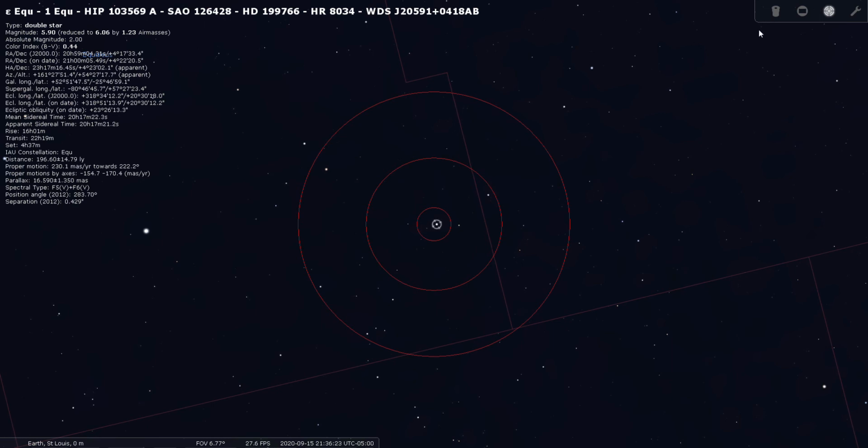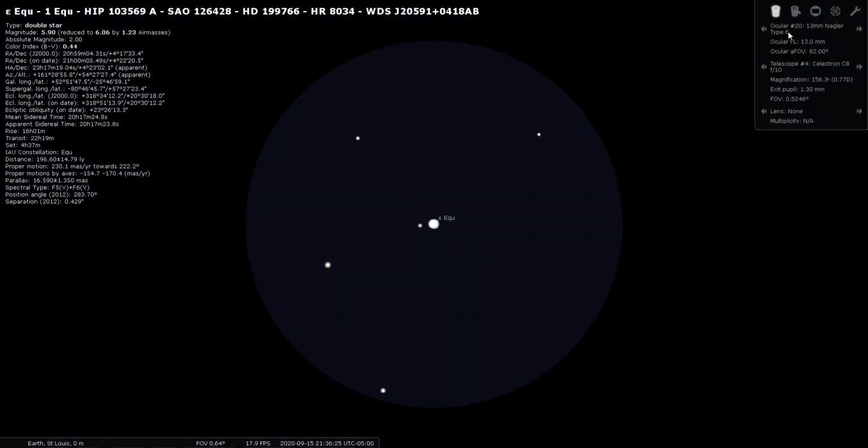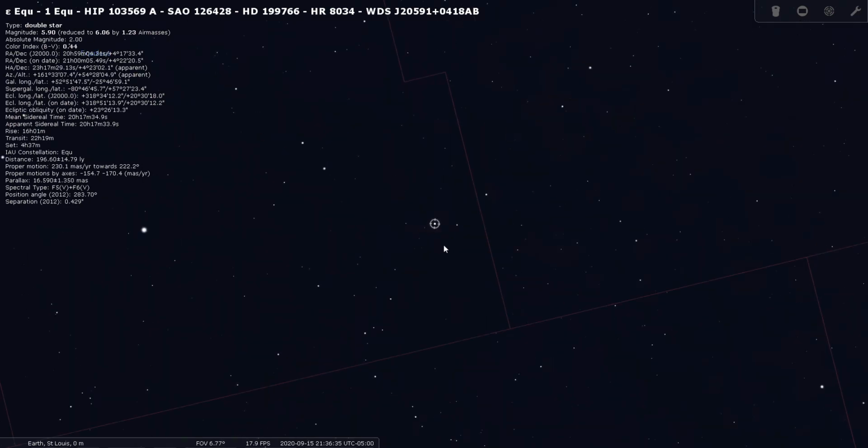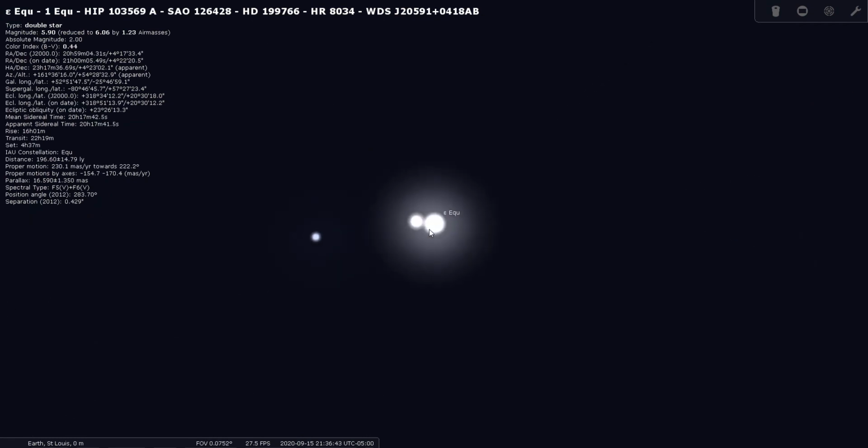And let's look at that with a 13 millimeter Nagler. That looks really nice. You've got a companion next to it, and it looks like Epsilon splits again for you. This is what you're seeing in a Nagler, and I think Epsilon will split again for you. So you're going to get a view more like that when you put medium to high power, maybe a 12 or 13 millimeter eyepiece. The simulation with this 13 millimeter doesn't show it splitting, but you probably can do it in reality.